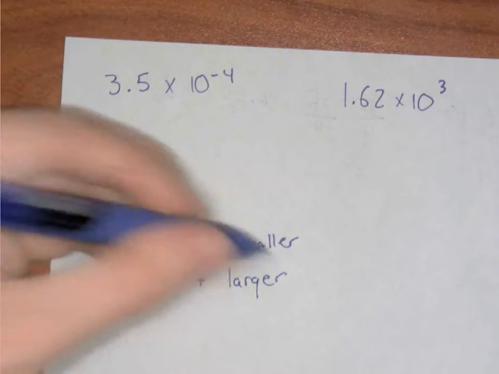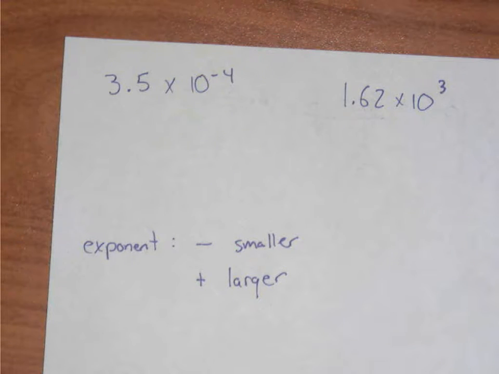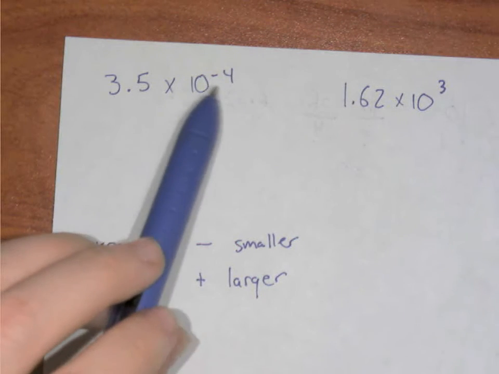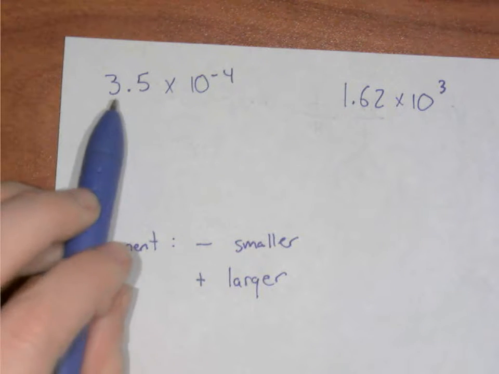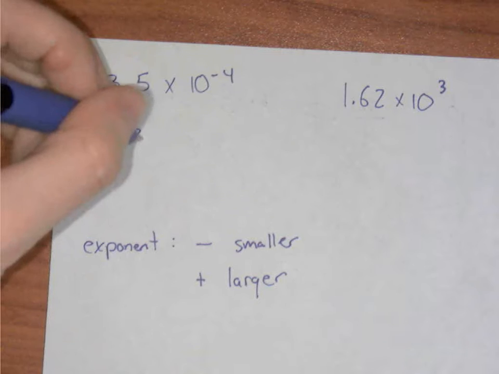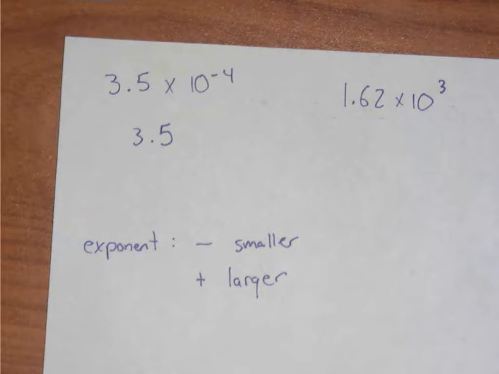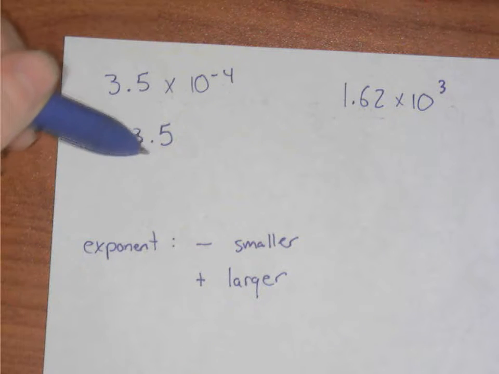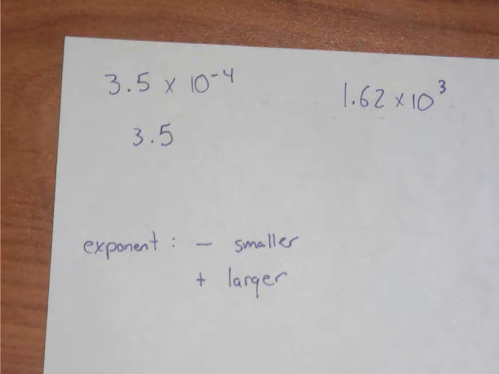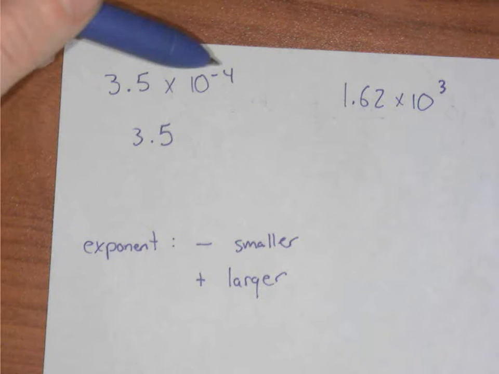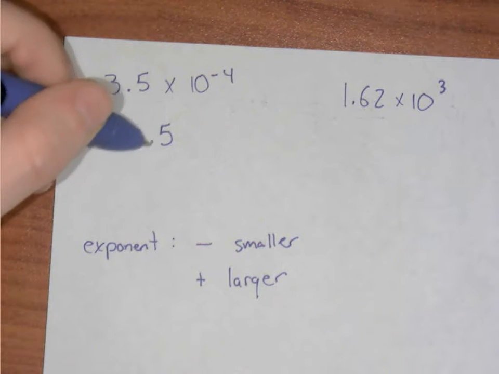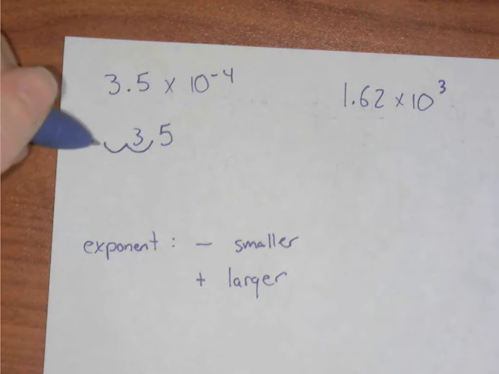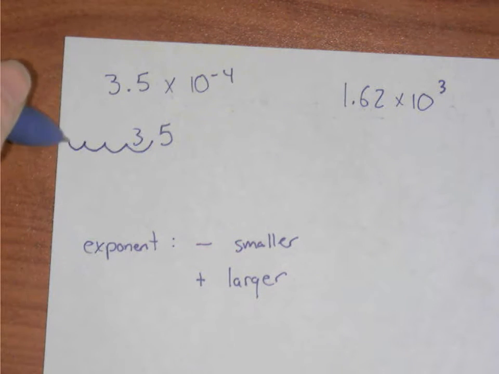And what that really does is it tells us which direction to move our decimal point. So the 4 is helpful to us as well. That tells us how many times we're going to move. So if we start with 3.5, and we want to make our number smaller because we have a negative exponent, we're going to move our decimal point to the left because that's going to make a smaller number. We're going to move our decimal point to the left 4 times because that's the number up here. So we're going to move it over once, 2, 3, 4.